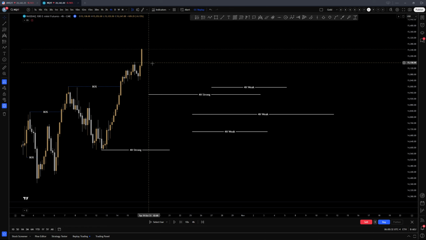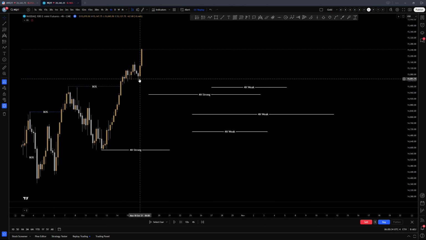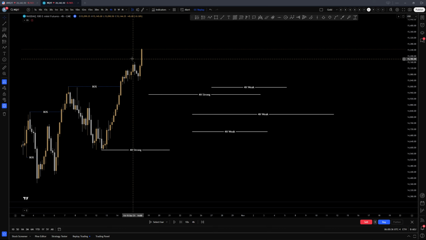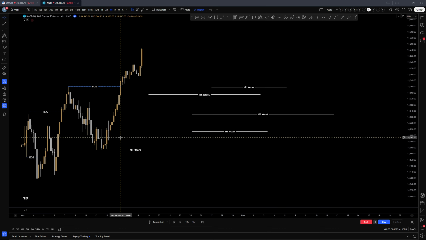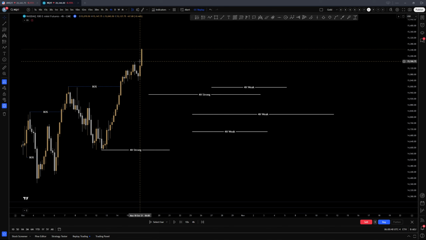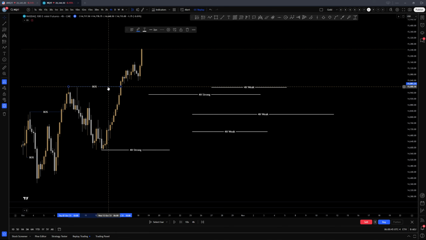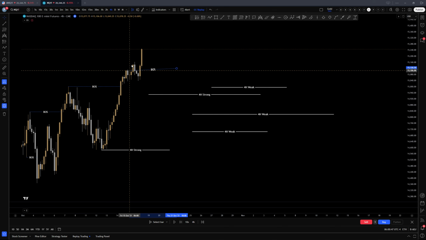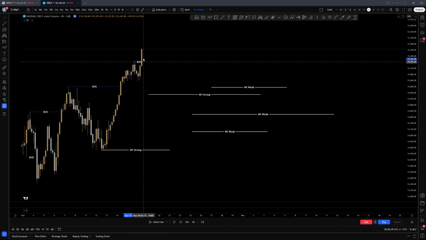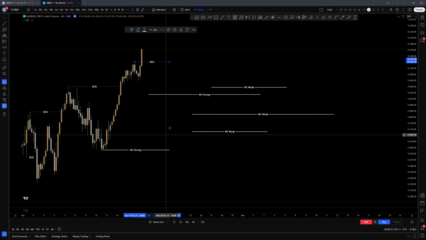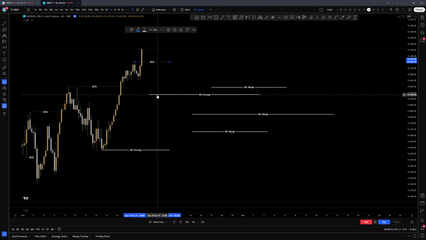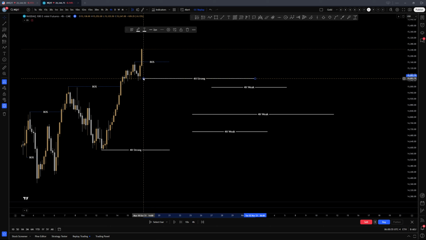So we're expecting some sort of pullback. Okay, we've got a very small one, very shallow in relation to the recent pullbacks, but that's a pretty strong move out of there. So let's do it, right? Let's put it on. Let's say that that is our breaker structure, okay? And let's say then that this becomes our new strong low.